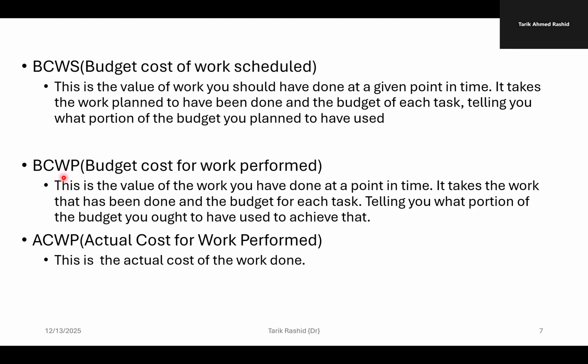This is budget cost work performed. This is the value of the work you have done, so the work that you have done at the current time. Okay. It takes the work that has been done and the budget for each task, telling you what portion of the budget you ought to have used to achieve that. And the last one is actual cost work performed. This is the actual cost of the work done.